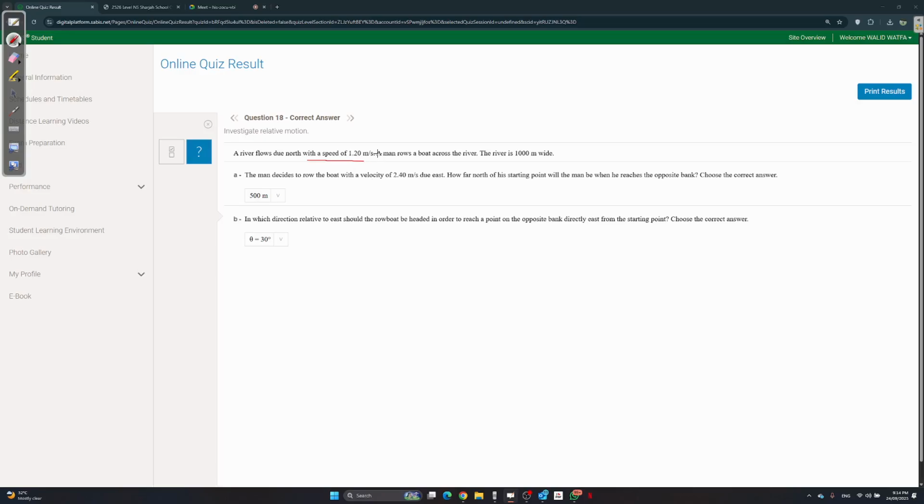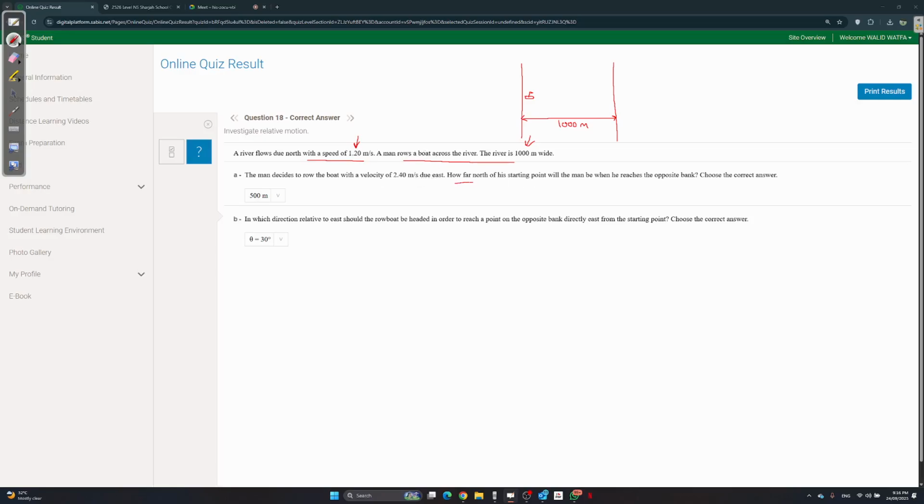A river flows due north with a speed of 1.2 meters per second. Okay, let's continue reading, then we'll see something else. A man rows a boat across the river, and the river is 1,000 meters wide. So let's look at this. Alright, 1,000 meters, he's rowing the boat. The man decides to row the boat with a velocity of 2.4 meters per second due east. How far north of his starting point will the man be when he reaches the opposite bank? Choose the correct answer. Okay, this is actually a very nice question.